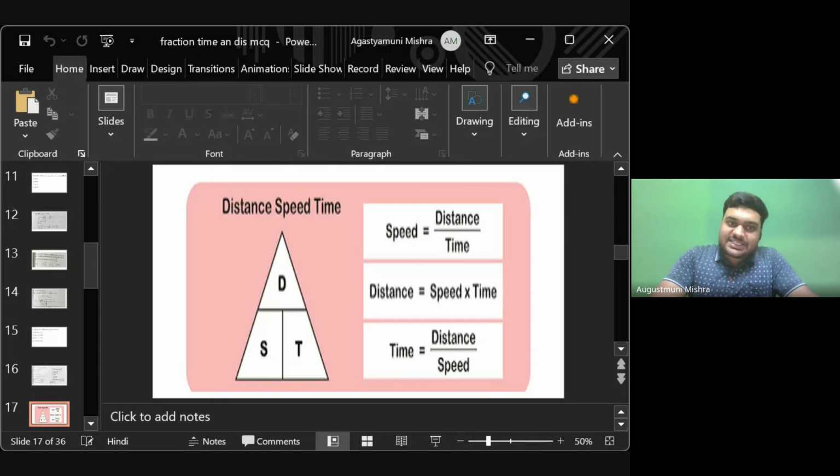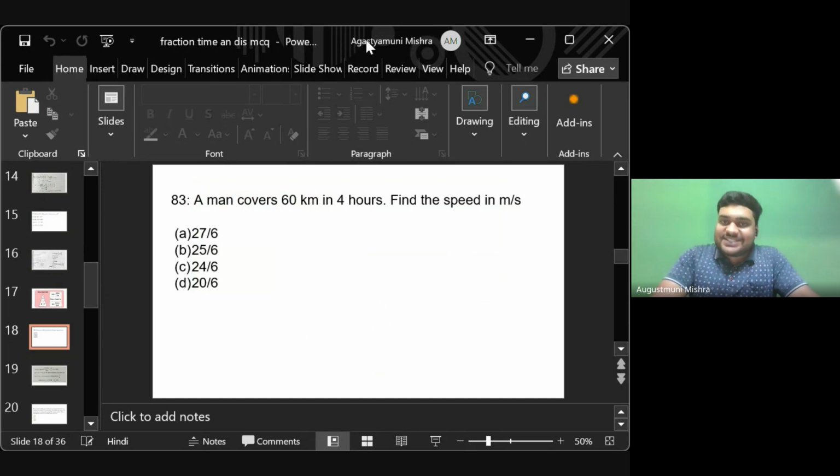So I'm changing the slide to another question from time, speed, and distance. That is also a very important part. We'll start with the basic questions and move slowly to complex questions. So this is the first question.